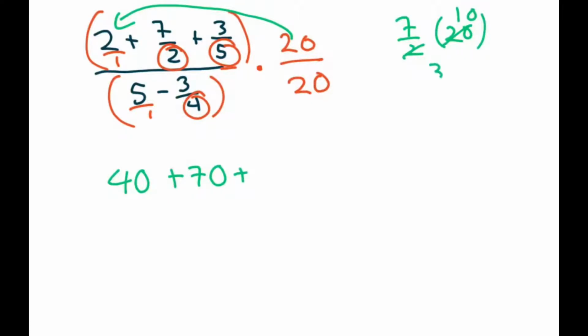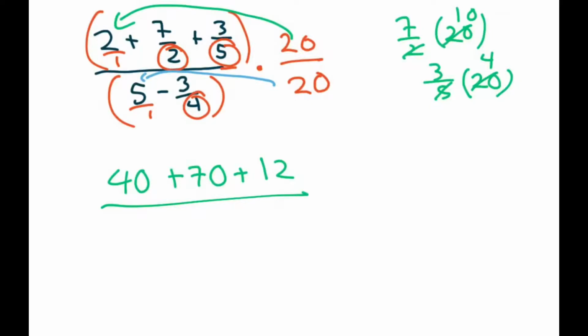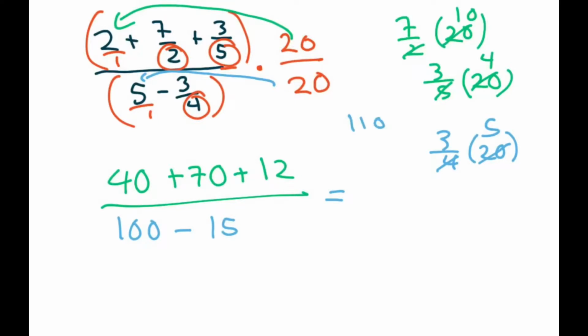And then 3/5 times 20. 5 goes into 20 4 times. That'll be 12. And then also do your denominator. 20 times 5 is 100. Minus, then we have 3/4 times 20. 4 goes into 20 5 times, 5 times 3 is 15. So when we add all this up, you get 110, 110, and 12. It's going to be 122 divided by 85.